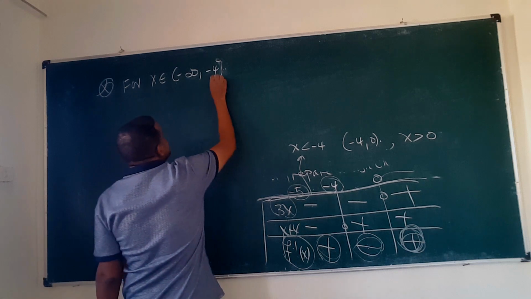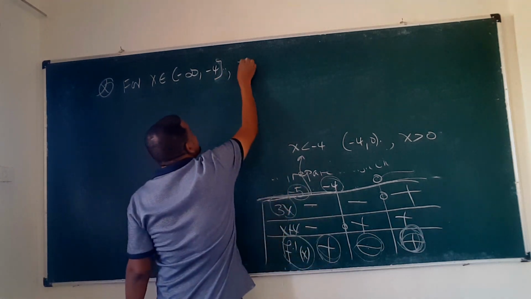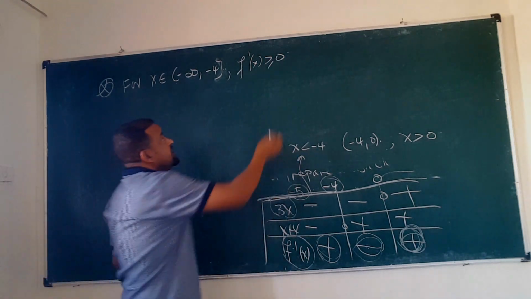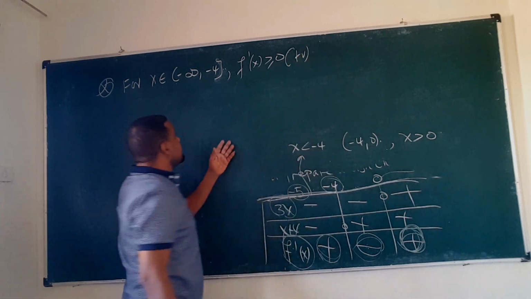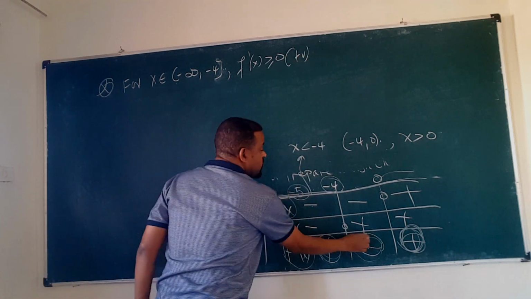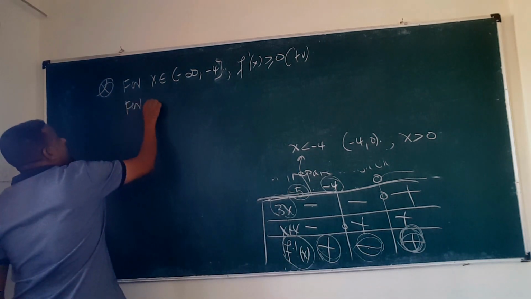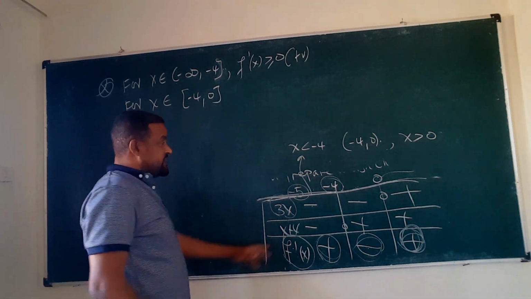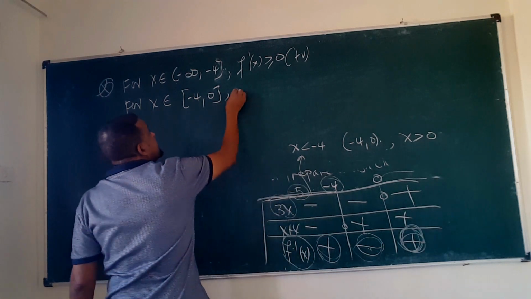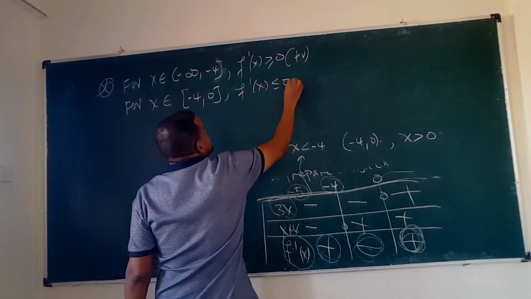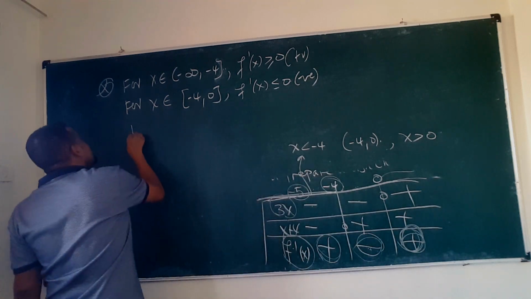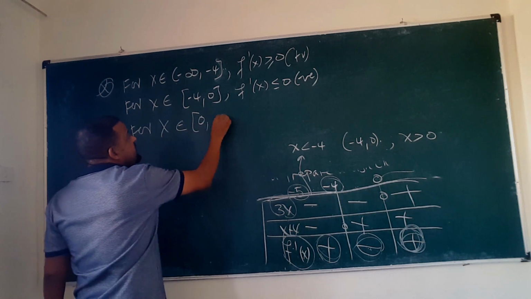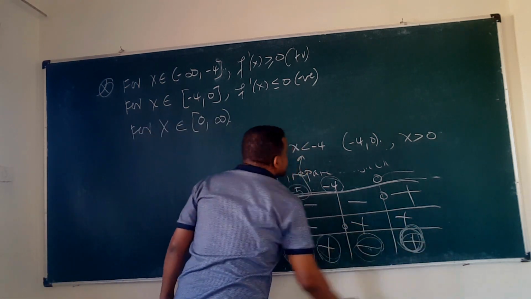For the interval, what is the first derivative? The first derivative of the function is greater than or equal to 0, that means it is positive. In other words, the function is positive in this interval. What about this one? For x an element of the interval between negative 4 and 0, what is the first derivative? Then the first derivative at x is less than or equal to 0, that means negative. And the third interval: look, for x an element of the interval 0 up to infinity, the derivative is what?